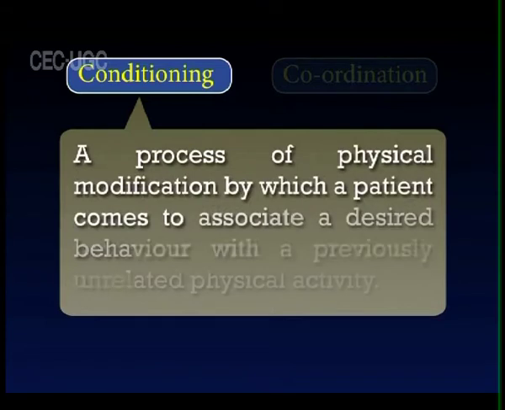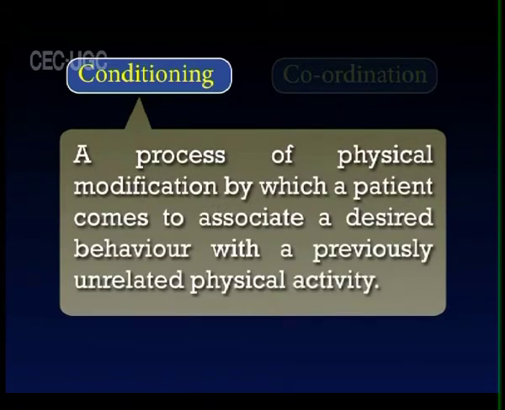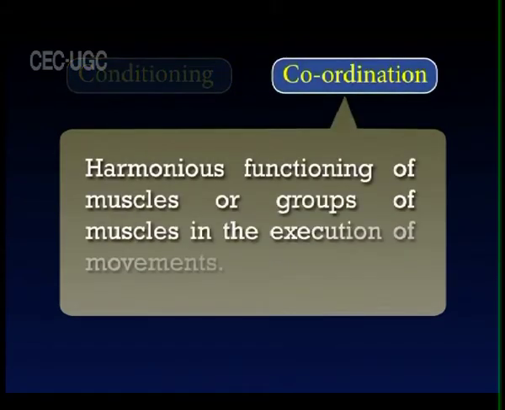Conditioning is a process of physical modification by which a patient comes to associate a desired behavior with a previously unrelated physical activity. Coordination is the harmonious functioning of muscles or groups of muscles in the execution of movements. Simply stated, the primary goal of cross-functional rehab specialists is to transfer the improvements made by functional rehabilitation to the area of dysfunction by enhancing the performance of the entire neuromuscular system.